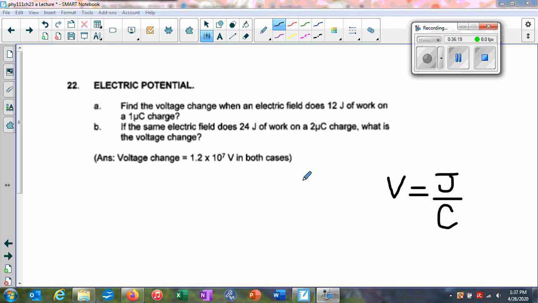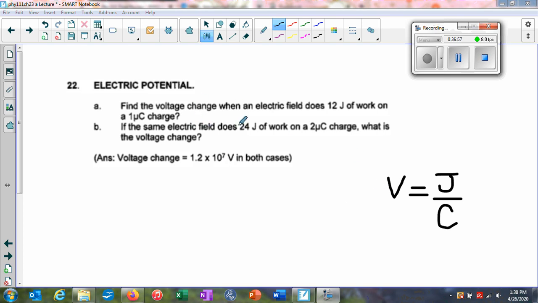When I look at this one, we're talking about electric potential. I want to know, what is the voltage change when an electric field does 12 joules of work on a 1 microcoulomb charge? See that funny little u with a tail? We know that that letter is mu. Look at your metric conversion sheet and you're like, oh, that's 10 to the negative 6. So I know that voltage is equal to joules divided by coulombs. So I have 12 joules divided by 1 times 10 to the negative 6 coulombs. And I will get 1.2 times 10 to the 7 volts.